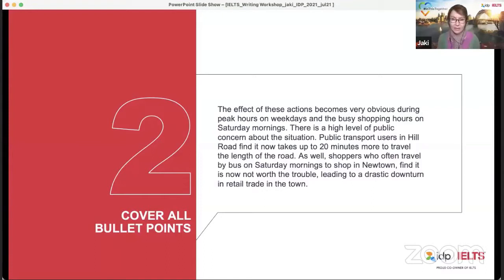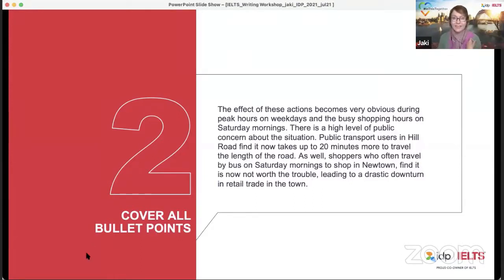Can you spot there are some nice phrases in this paragraph? Can you spot some of them or type them in the chat? Drastic downturn. Yes, this sounds very nice together. Words that go together well, we call collocation. So these 2 words sound very nice together. Drastic downturn. Retail trade, yes, also very nice. Not worth the trouble, also a nice phrase.